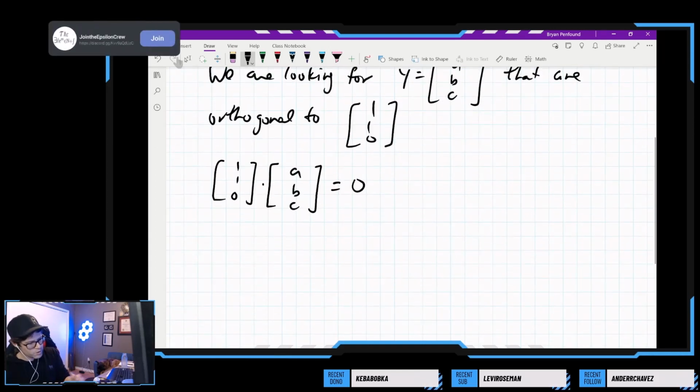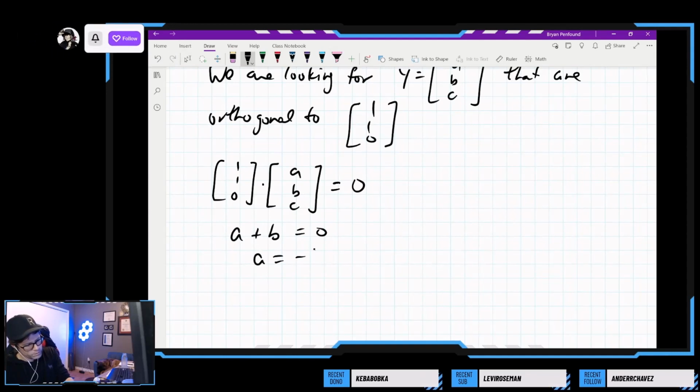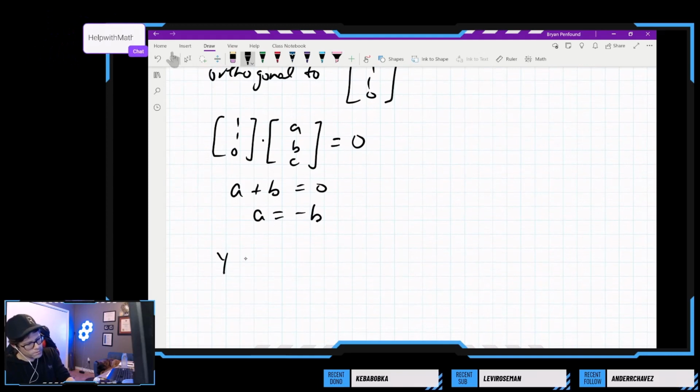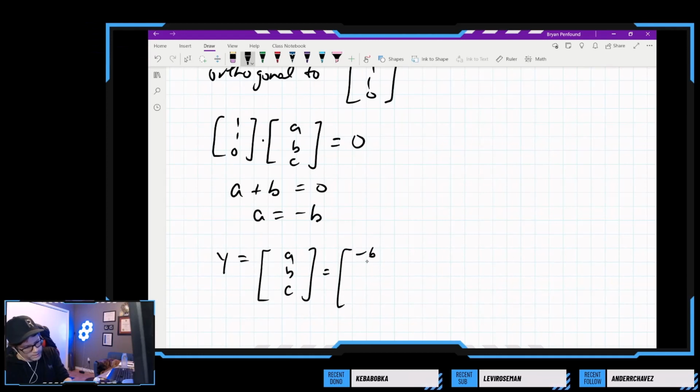So doing this dot product gives us a plus b is equal to 0, or that a is equal to negative b. And if we look at the form of the vector y, which is a, b, c, we can make a substitution for a, so we get negative b, b, and c. And then we can break this down and get the two vectors that we need.